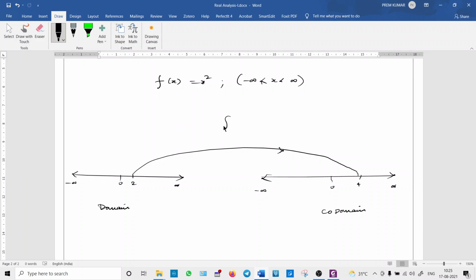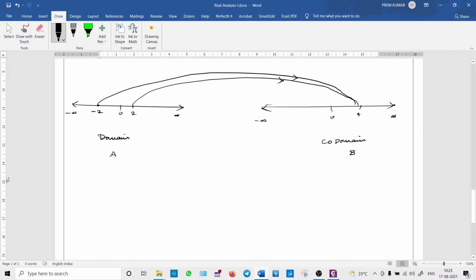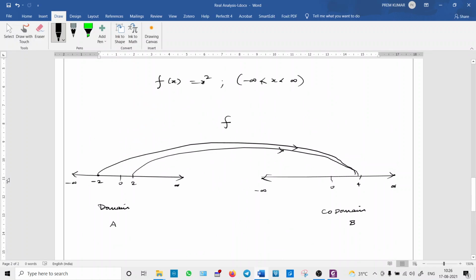This is my function f. This is the set A you can take. This is the set B called codomain. And suppose minus 2. That is also mapping to what? The same 4. Okay. So what is the range of this function? All the elements are here, you see the range. It's positive. So the range is 0 to infinity.